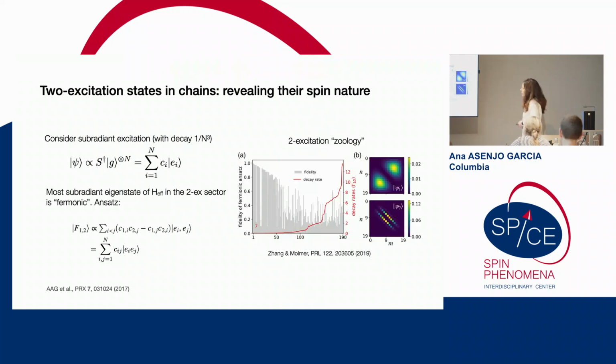And this was studied in a paper of Zhang and Mølmer, where they looked at a bit of two excitation zoology. They kind of diagonalized the non-Hermitian Hamiltonian, looked at different states. They saw these kind of fermionized states. Many of the states are fermionic, the fidelity is high, but these are dark states. But there are also other types of two excitation dark states. So, yeah. Again, I'm sure you can find one and call it something, and then it's your dark state.